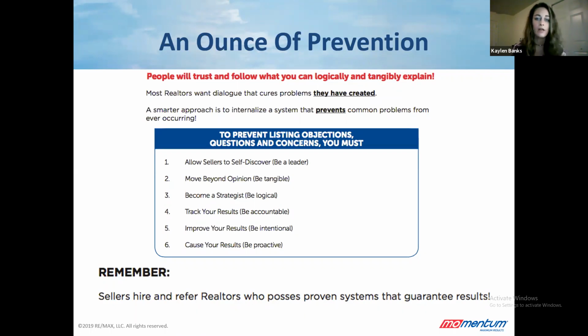You also are able to use that to promote yourself with your sellers, like being able to say things like, I have a 97% list to sale price ratio, or I have X number of homes that are on the market before they sell. Just those key indicators of success can be highly powerful for you.